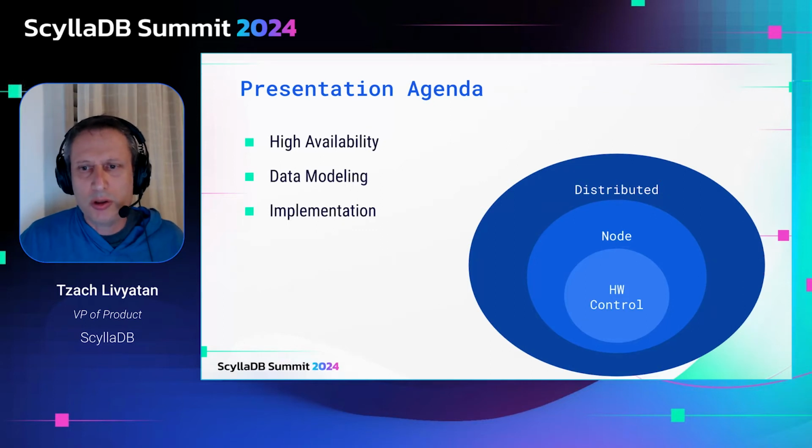I will start with the distributed aspect of the database. As you probably know, Scylla is a distributed database. Then we're going to zoom into a specific node and understand how these nodes work. And then we're going to zoom in even further and touch on the interaction between the node and the hardware. And this is where a lot of the secret sauce of Scylla is located, and this is where the great performance comes from. So let's get started.